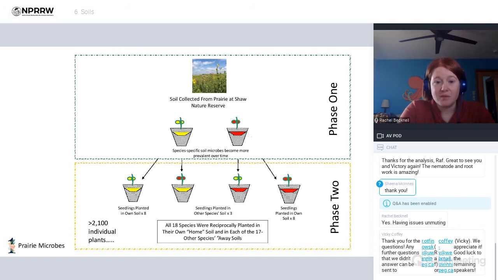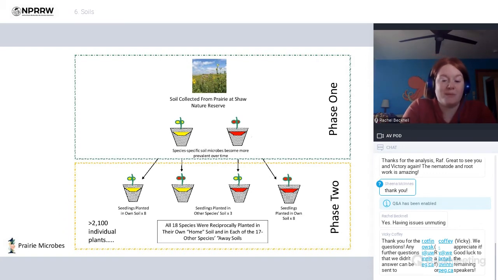But essentially, in the first phase of this experiment, I collected soil from a reconstructed prairie at Shaw Nature Reserve that's run by the Missouri Botanical Garden here in St. Louis. And I added the soil to a sterilized soil mixture and planted seedlings of all 18 species in their own pots. And I allowed them to grow for 9 months. And at the end of those 9 months, the soil microbial communities in those pots should be more species specific. You'll still have soil microbes that aren't species specific, but their numbers wouldn't be as great as those that like to attack the roots of these plant species or even potentially benefit these plant species.